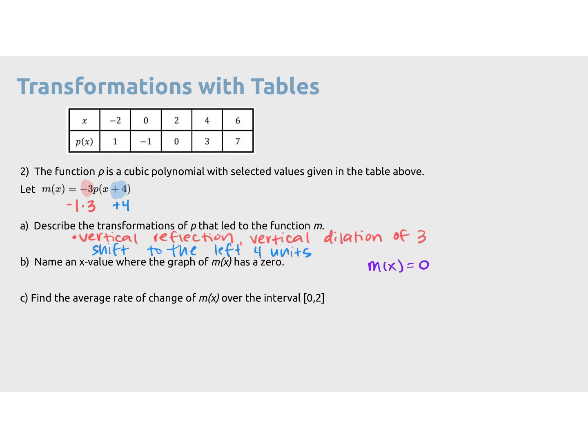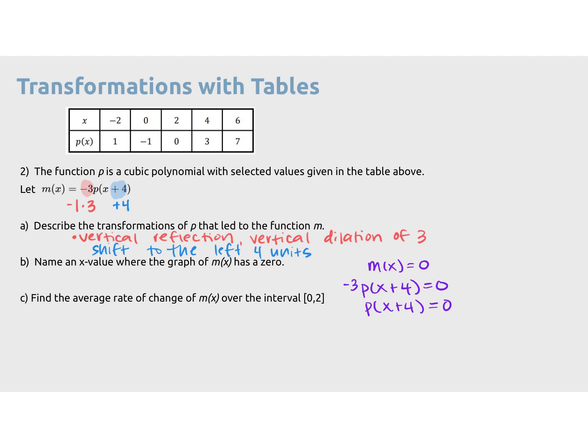Now, the only thing that I have to go off of with m of x is its relationship to the function p in the table. So I'm going to plug in the expression for m of x in terms of p, and I'm going to solve that like an equation. So if I divide both sides by -3, 0 divided by anything is going to stay 0. So I have this statement, p of x plus 4 is equal to 0.